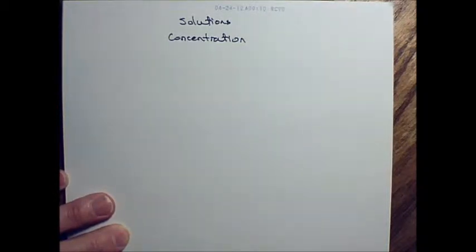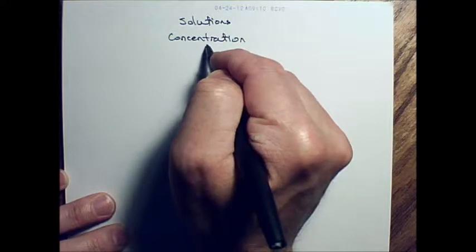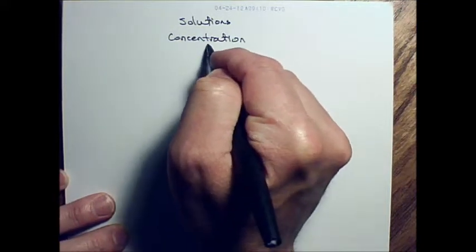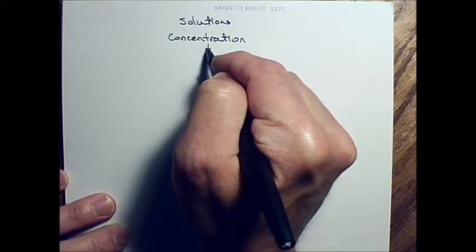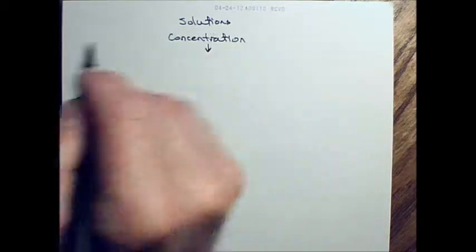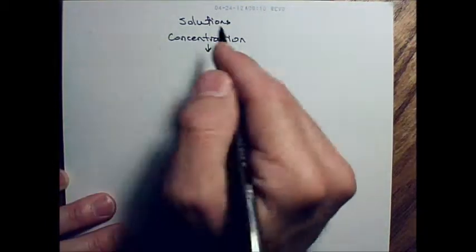Now, there are lots of ways to determine concentration. We are only going to be doing 3 of those concentration methods or units in this class. But all the concentration units, whether they're the ones we use in this class or anywhere else, fall into 2 major categories.